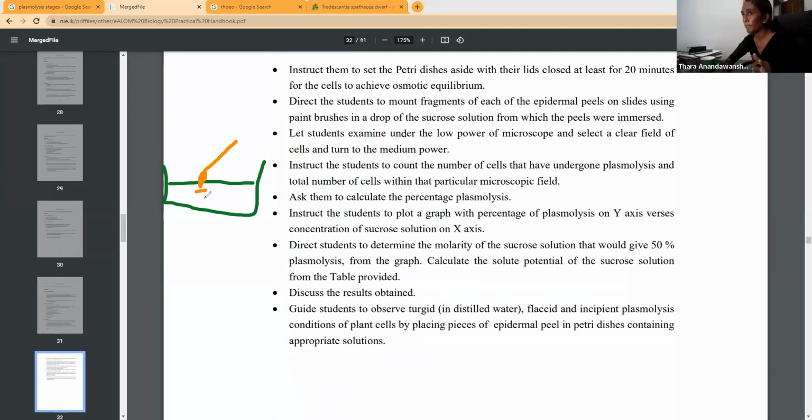How would you find out a thin epidermal peel? Now this is in water. Now you can see, if you can see through, it means it is very thin. What's the disadvantage of having thick epidermal peels here? Let's write it as a question.